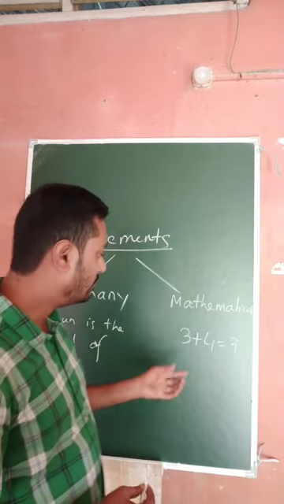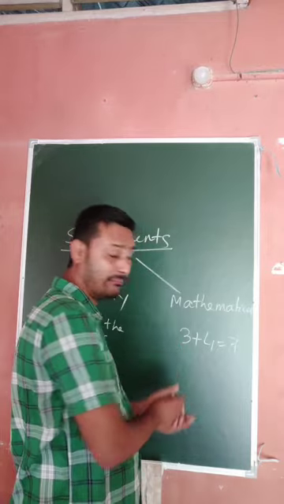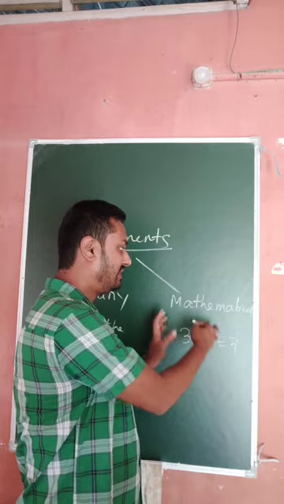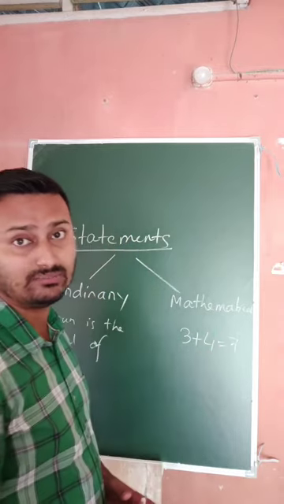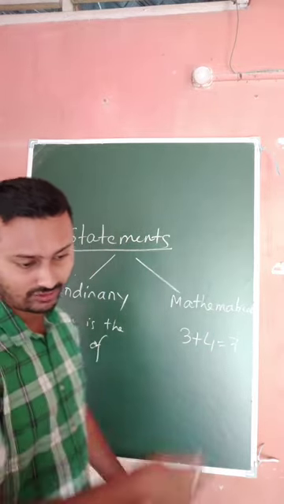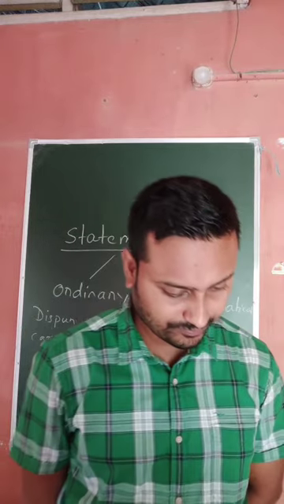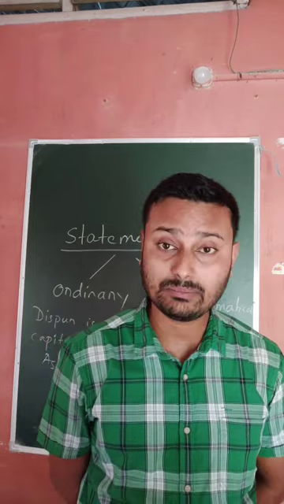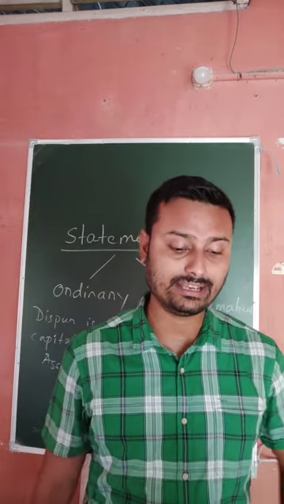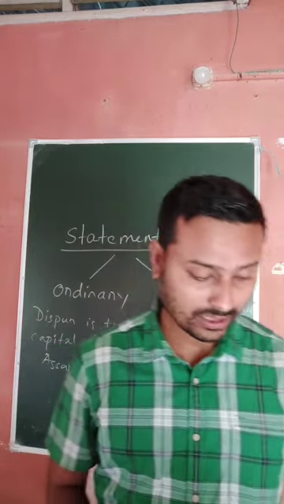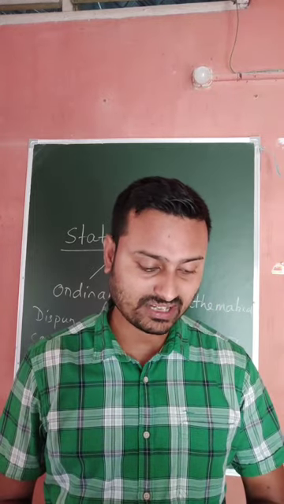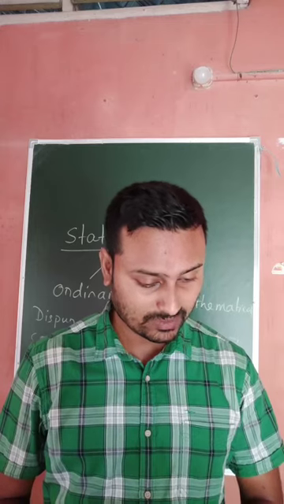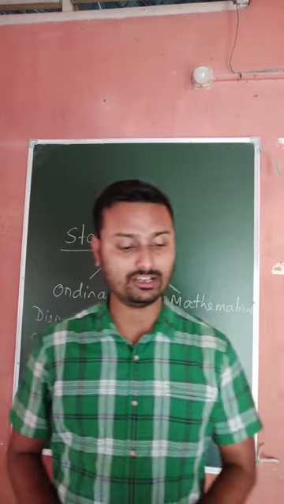Okay, and look at this one. In this case, we are doing a sum, 3 plus 4 equal to 7. That means mathematically we explain the statement, and this is known as a mathematical statement. Look at your book. Out of these 4 statements, 1 and 4, that is, Bhopal is the capital of Madhya Pradesh and the Indian cricket team won the World Cup, fall under ordinary statements, and 2 and 3 fall under mathematical statements. 2 was 3 plus 7 equal to 10 and 3 was 3 minus 2 equal to 1.